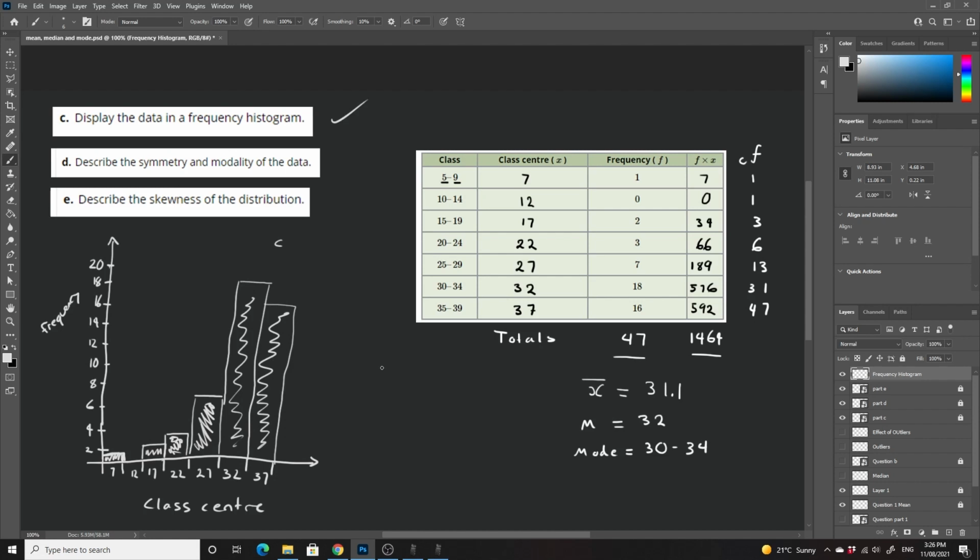And now on to part D, describe the symmetry and the modality. So it's not symmetrical. And we have found out that it had one mode, so it is unimodal. Part E, describe the skewness. It's negatively skewed.